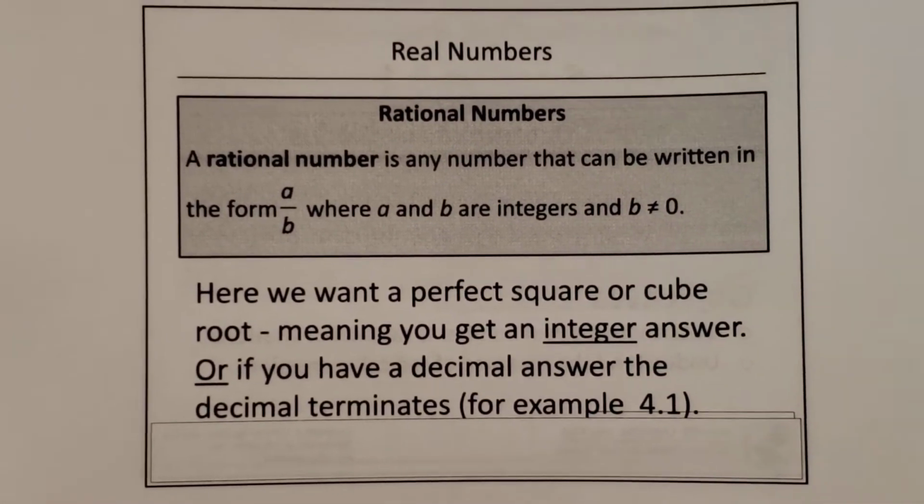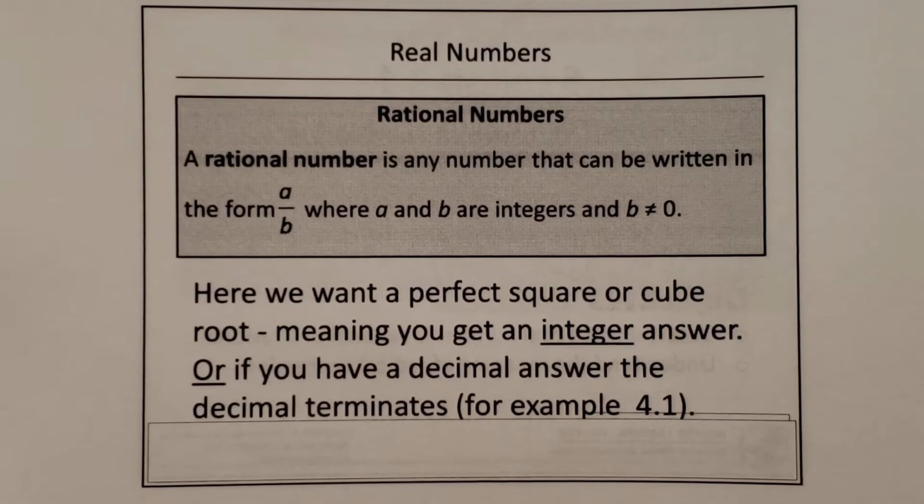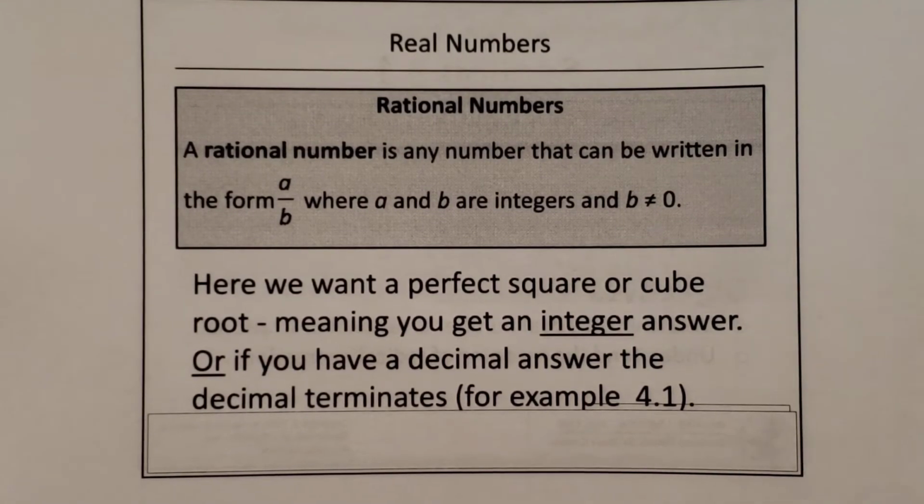So we're going to talk about the difference of rational and irrational numbers. A rational number is any number that can be written in the form a over b, where both a and b are integers or whole numbers. If you get a decimal, it's a decimal that ends. But basically, any number that can be written in fraction form is a rational number.